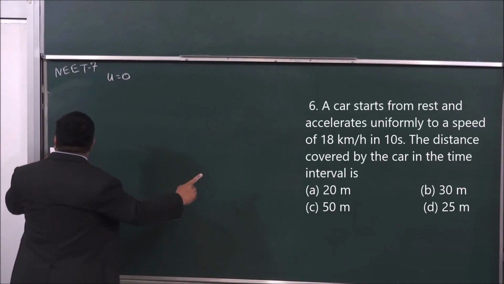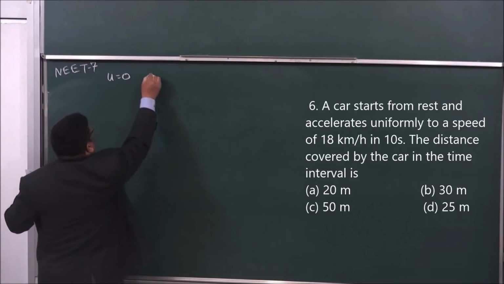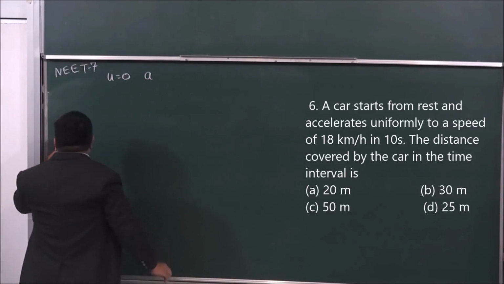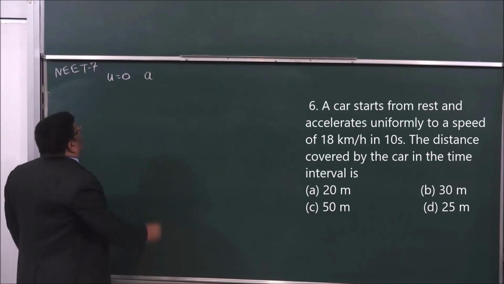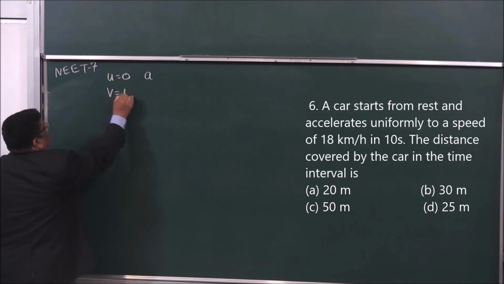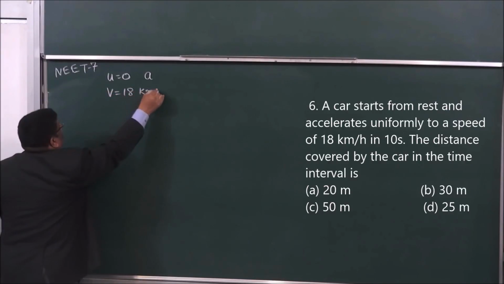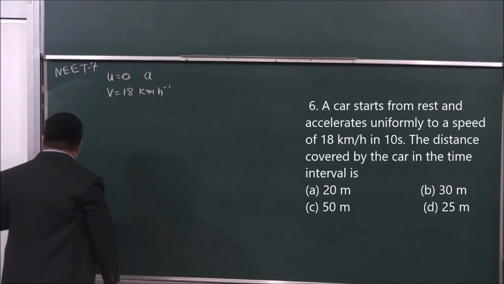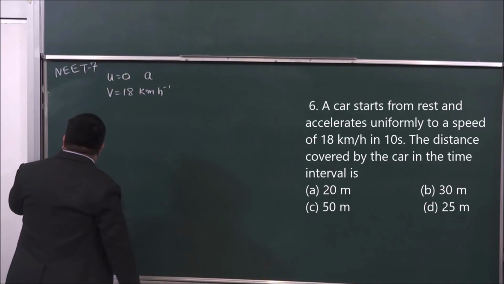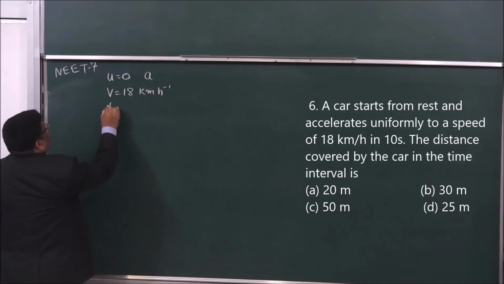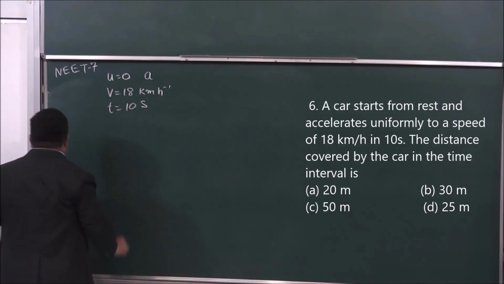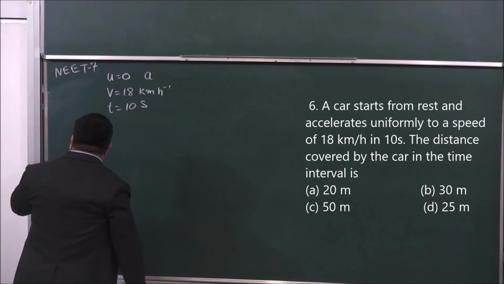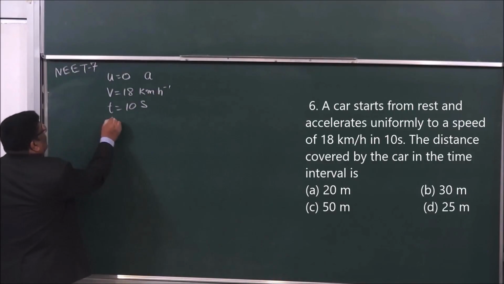Okay, the car accelerates uniformly, and the uniform acceleration is not given, to a speed of 18 km per hour. Final speed is equal to 18 km per hour. Then this takes time 10 seconds. T is equal to 10 seconds. What is the distance covered by the car? S we have to find.